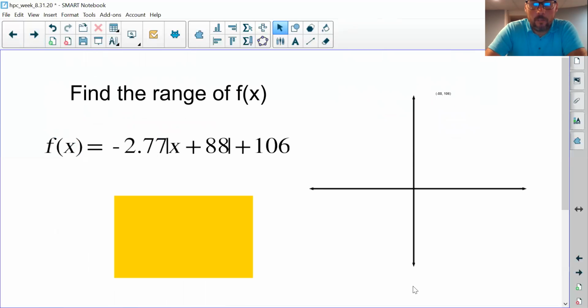What is the range of this? Pause the video. Hopefully you found it on your own without using a technology or whatever. So the range, these are the y values.